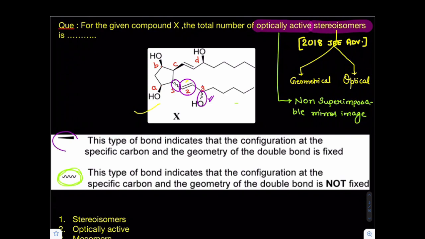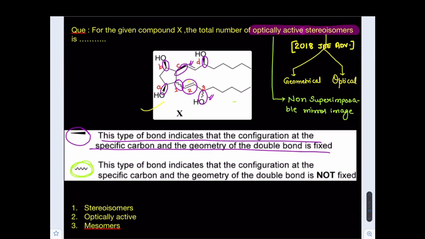But the bonds which are mentioned with this type of symbol, that is a solid wedge, it is said in the question that this type of bond indicates that the configuration at the specific carbon and the geometry of the double bond is fixed. So we are not allowed to move the geometry of A, B, C and D. When I say configuration and geometry, I include the geometry of this double bond mentioned, which I just marked with the purple, right? So we can move only 1, 2 and 3.